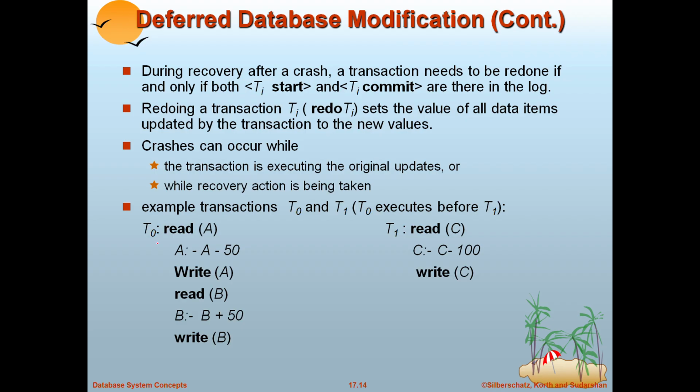This is transaction T0 and this is transaction T1. Here we are reading the value of A and deducting 50 rupees from A, that is A equal to A minus 50, and then write of A. Then again we are reading the second value B and adding 50 to B, that is B equal to B plus 50, and write of B. In the second transaction, read of C, again we are subtracting 100 from C and write of C.